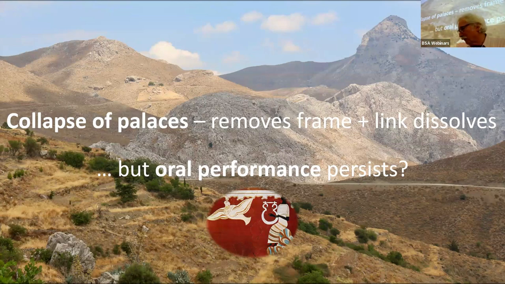Just before I take one from the floor, I'm just going to take one from the web. Dear John, many thanks for an inspiring talk. Do you think that the lack of writing on images and frescoes is somehow related to the lack of ruler iconography, unlike the East Mediterranean imperial states, where you have both ruler iconography and texts?